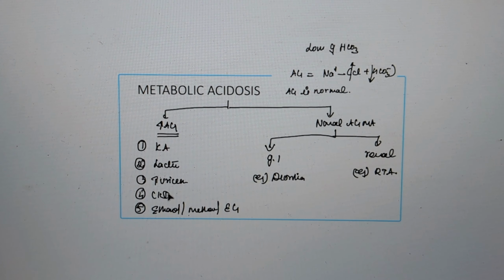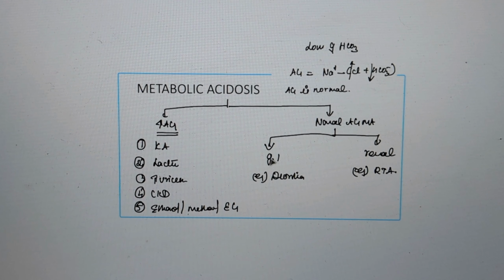Chronic kidney disease. Accumulated metabolic acids raise the anion gap. Toxic alcohol ingestion. Ethanol, acetic acid, methanol, formic acid, ethylene glycol, oxalic acid. These acids dissociate, increasing the anion gap.